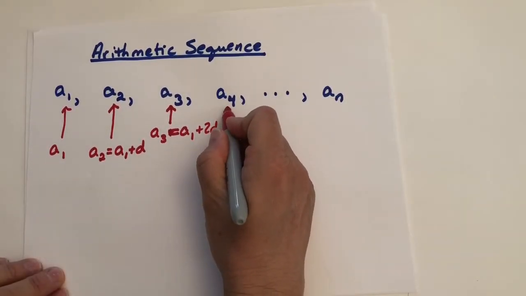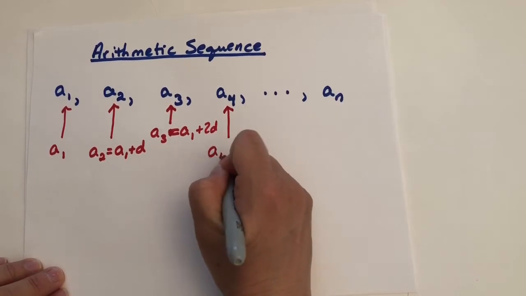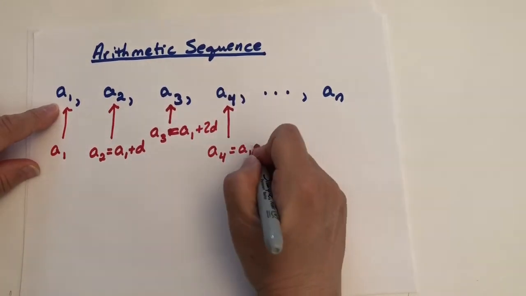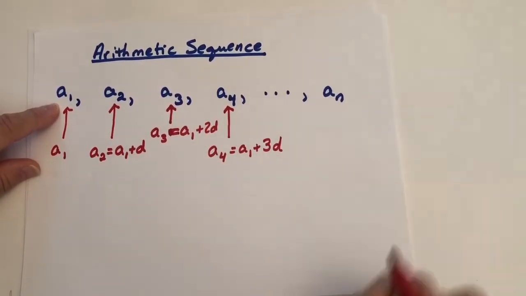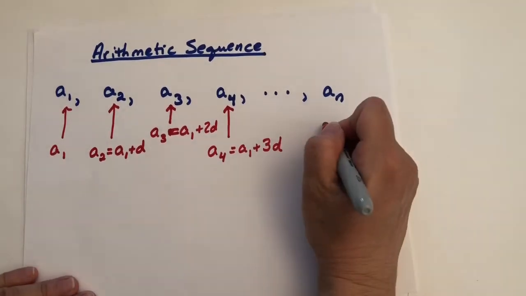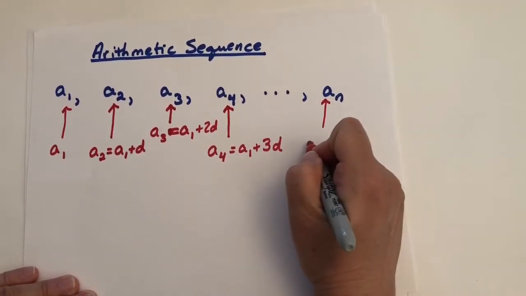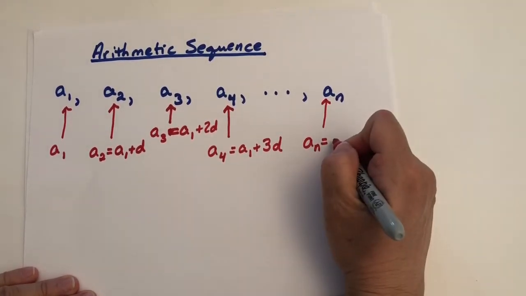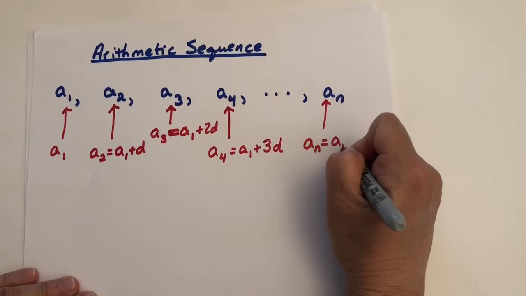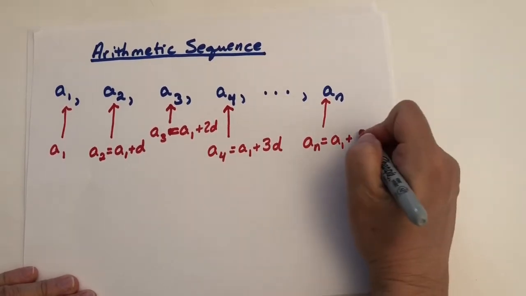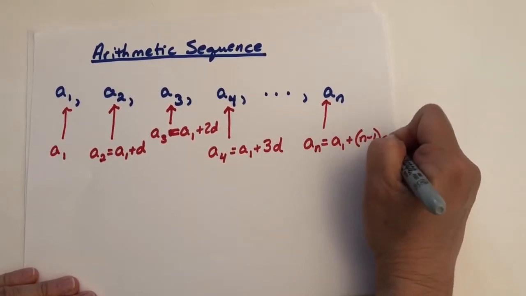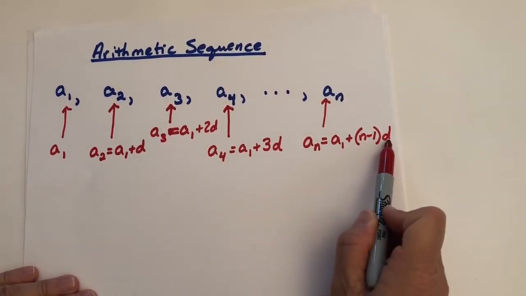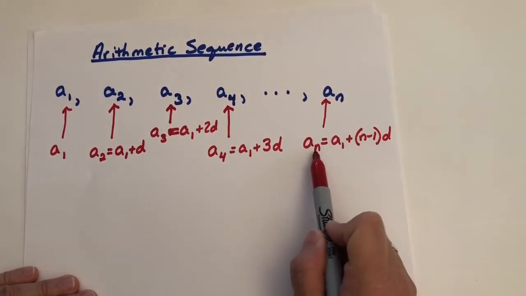The fourth term will be the first term with D added in 3 times. And if we continue, what we'll find is this nth term. Here's the important part. The nth term can be found by finding the first term and adding in D n minus 1 times. The coefficient of D will be 1 less than the term number you're on.